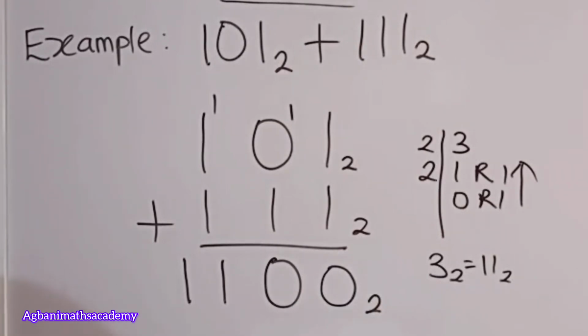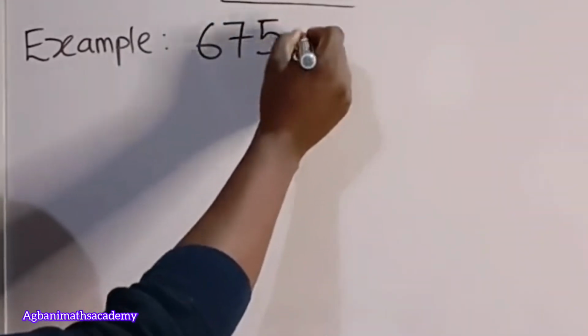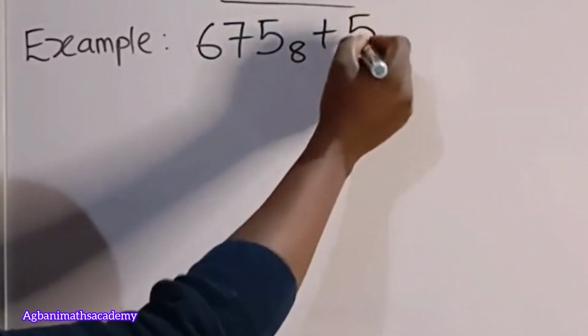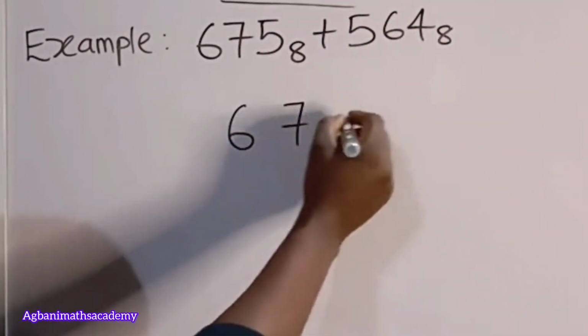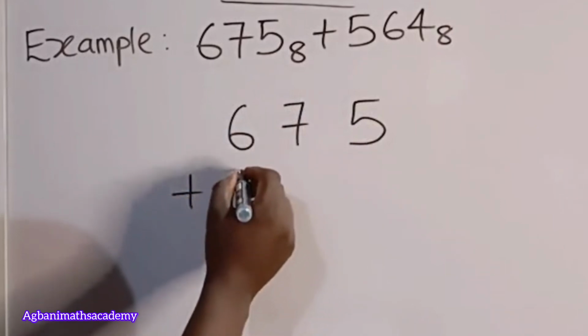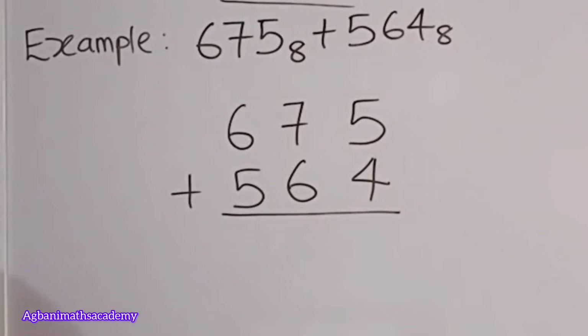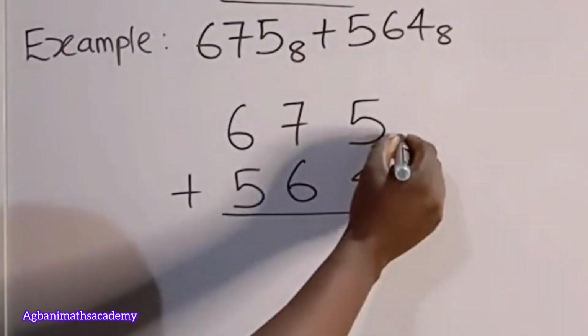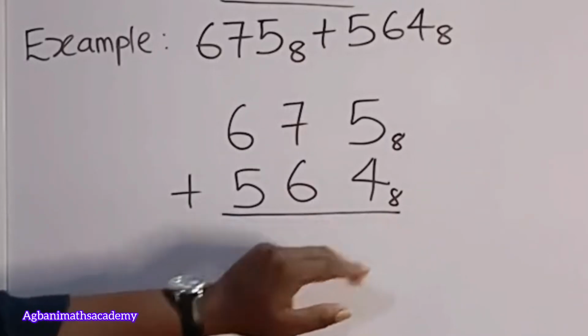So that gives us the answer to that question. So let's try one more example. Then we go to subtraction. We have 675 base 8 plus 564 base 8. So let's add. Remember, we are working with base 8. Base 8 cannot contain 8 or 9, because every number in base 8 should be less than 8.